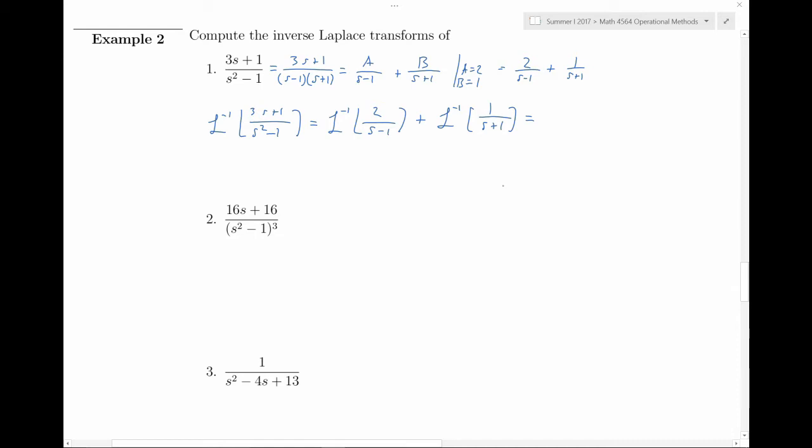And we know that these Laplace transforms correspond to exponential functions. The first one is simply 2 e to the t, because alpha is going to be 1 right here. And the next one is simply e to the negative t. So the simple partial fractions with simple linear terms in the bottom are quite easy to convert into exponential functions.